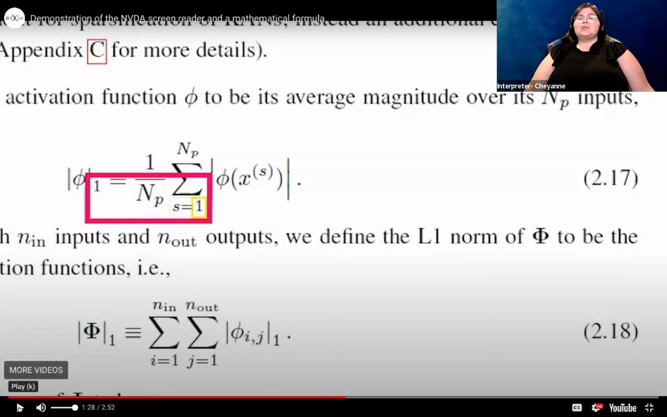So I want to pause there and ask some of our experts on the call if they want to share with us what is going on here. What is happening with this formula?